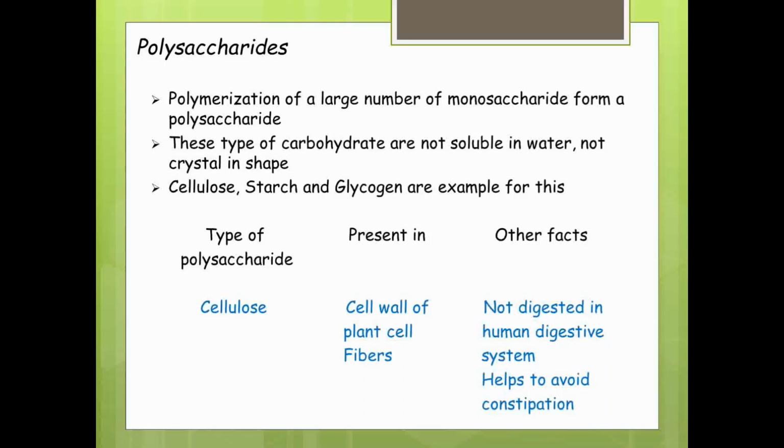We can see it in the name of cellulose. In the first four letters, we can see the word cell. So we can easily memorize that cellulose is present in the cell wall of plant cells. It is easy. So let's see the facts. Cellulose is not digested in the human digestive system. It can't be digested, and it helps to avoid constipation.